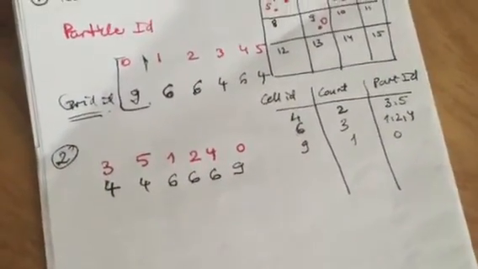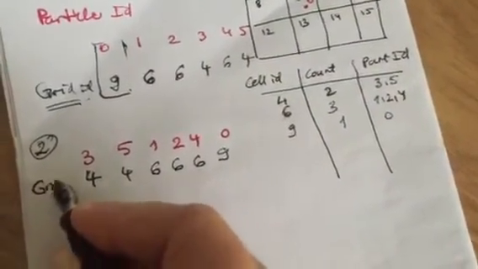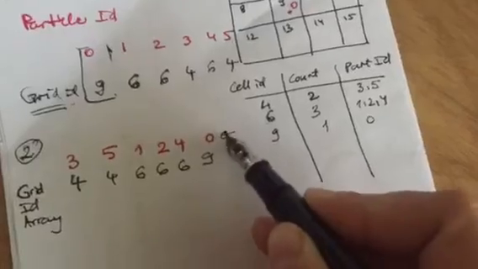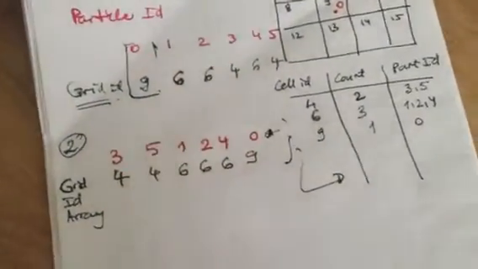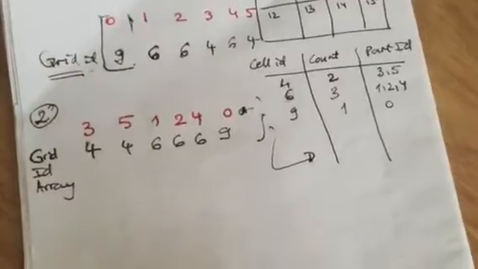Okay, so now what we have is a sorted grid index array, grid ID array, and a particle ID array, which is this one. And what we want is to get from this data structure to this data structure in the minimum steps possible, ideally with the least contention.